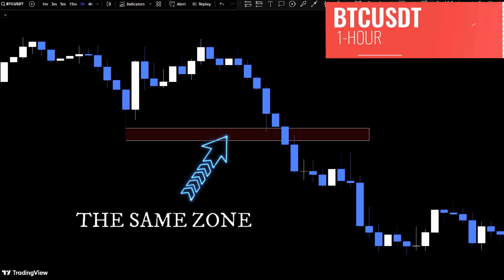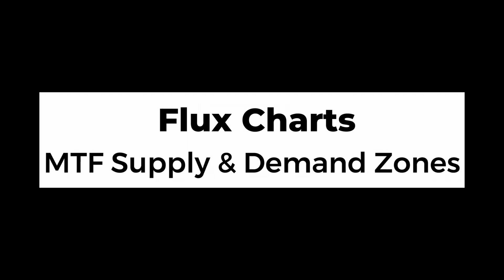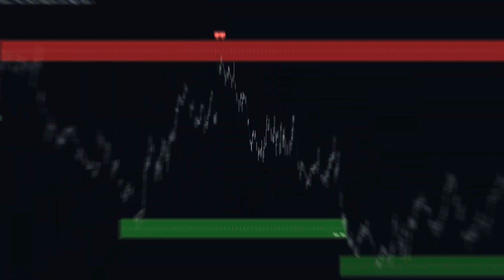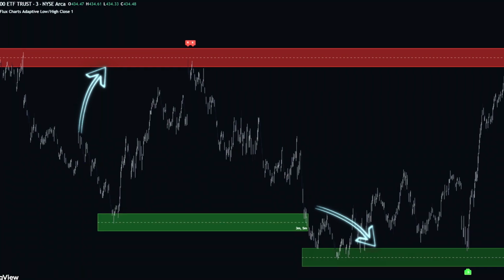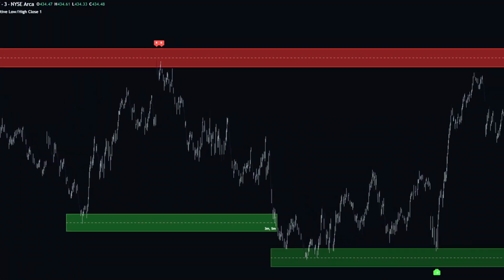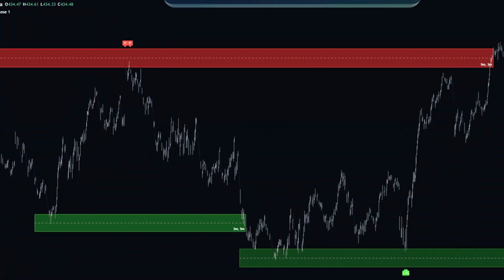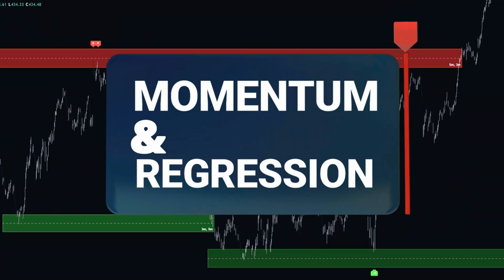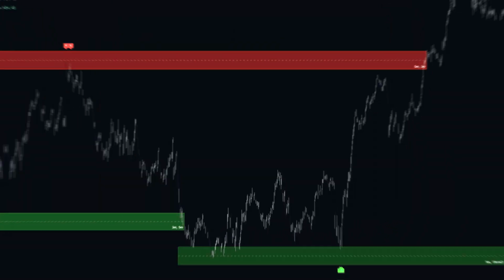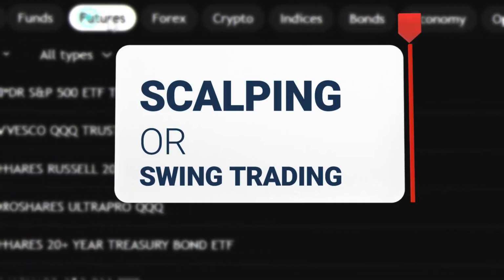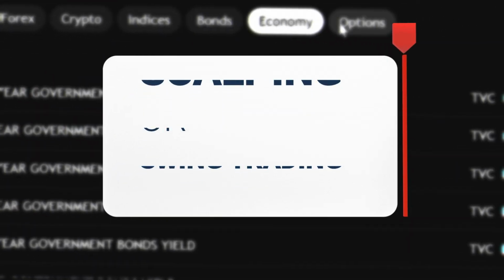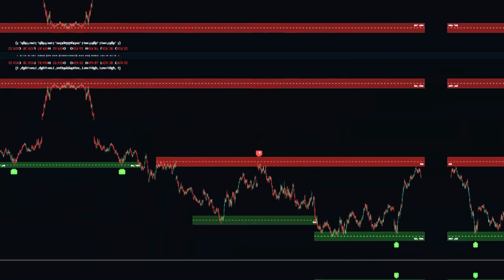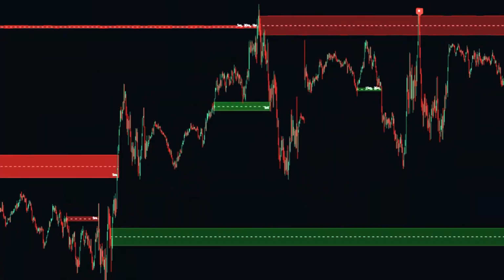Plus, manually identifying these zones across multiple time frames is time-consuming and prone to error, leaving you uncertain about which levels actually matter. That's where the Flux Charts MTF supply and demand zone indicator comes in. This tool identifies supply and demand zones across multiple time frames and displays them on your chart. It uses two methods, momentum and regression, to detect the zones, giving you a clear view of where price is likely to react. It's designed to work for any trading style, whether you're scalping or swing trading, and it eliminates the guesswork by showing you high probability areas based on historical price action.